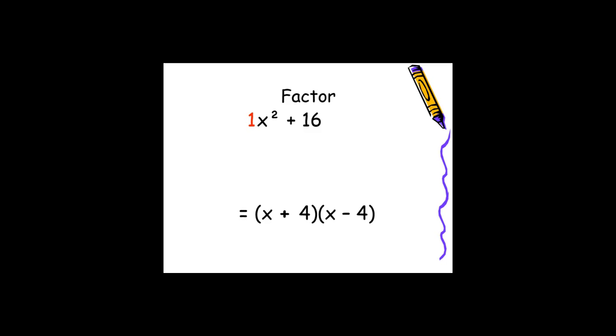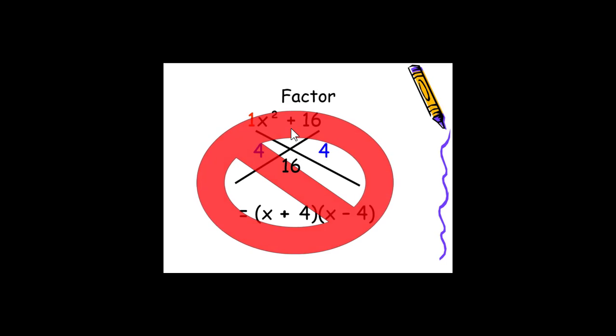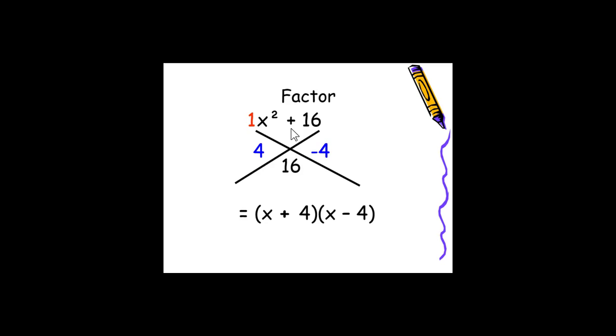Hopefully you notice that we have a plus sign, so therefore this is not the difference of two squares. If we took a closer look, 1 times 16 is 16. We would like to have two numbers in which we multiply to get 16, but when we add, we get 0. 4 and 4 will give us 16, but if we try to get the 0, the only two numbers that could possibly work would be 4 and negative 4. But 4 times negative 4 is negative 16. Therefore, this is not the solution. The solution is simply x squared plus 16.